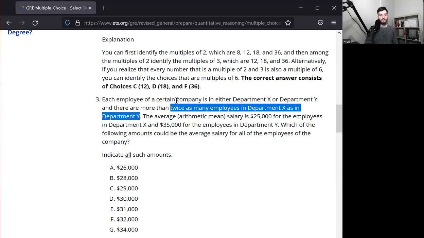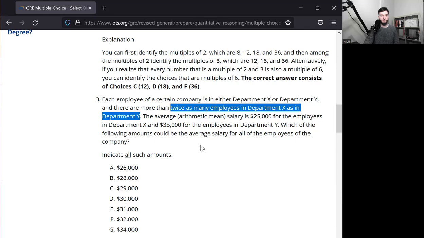It tells us that there are more than twice as many in Department X than Y. Let's just go to that extreme. Let's say there are twice as many people. Let's say there are 2 people in X and only 1 in Department Y. This will be our maximum extreme of the possible value of the average salary.